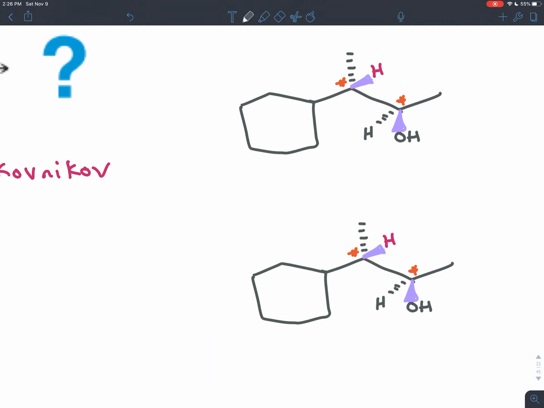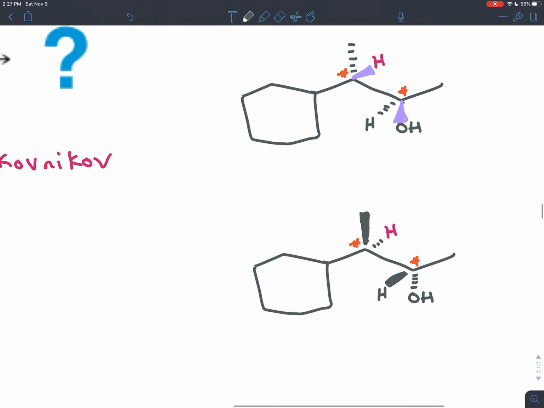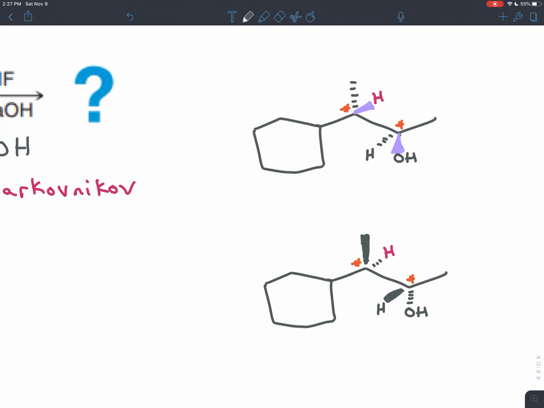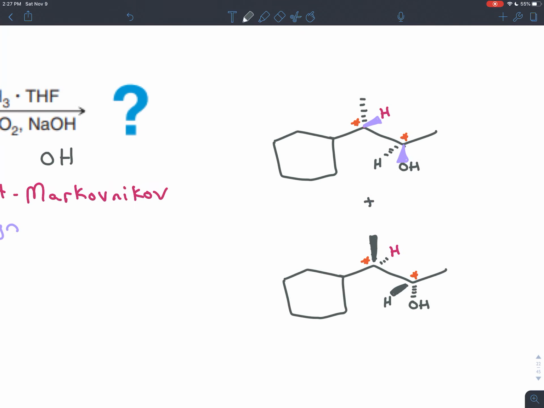And then we can get the other enantiomer if we switch the configurations. That means this hydrogen would be going away. The methyl group would be coming out. The hydrogen here would be coming out at us. And the oxygen would be going away. The OH would be going away. That hydroxyl group would be going away. And so those are your 2 enantiomers, and you'd have a 50-50 or racemic mixture of those 2.